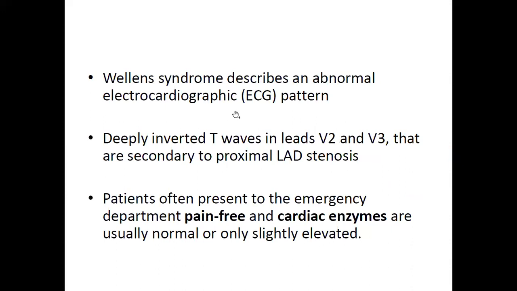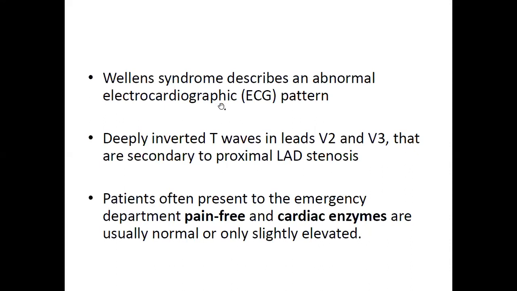Wellens syndrome describes an abnormal ECG pattern which is characterized by deeply inverted T waves in leads V2 and V3 that are secondary to proximal left anterior descending artery stenosis. Patients often present to the emergency department pain-free, and cardiac enzymes are usually normal or only slightly elevated.